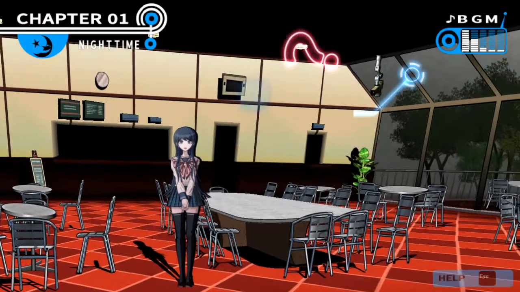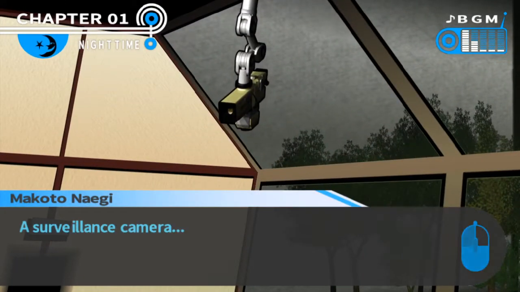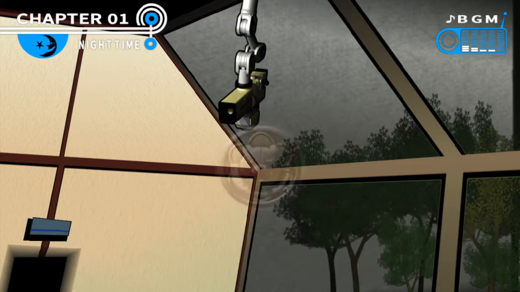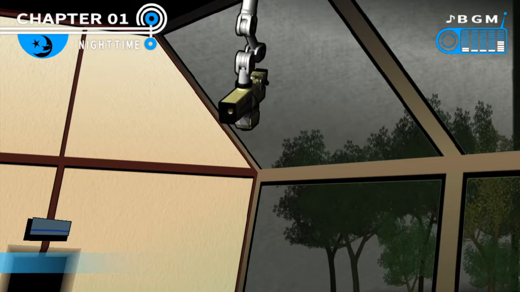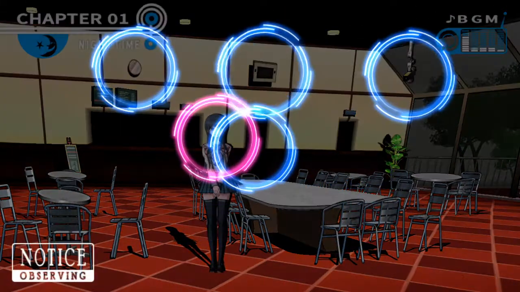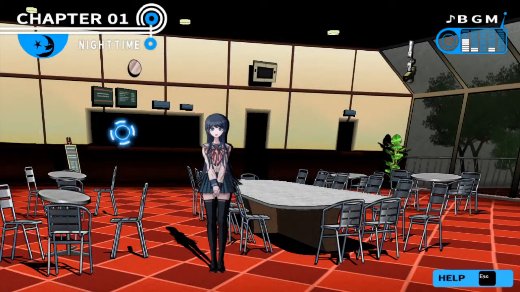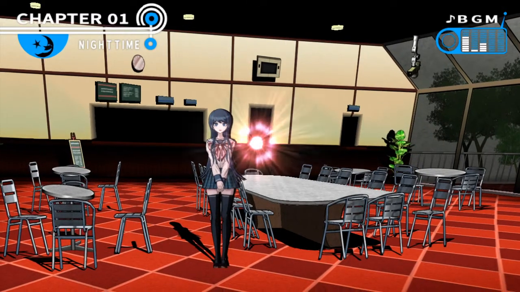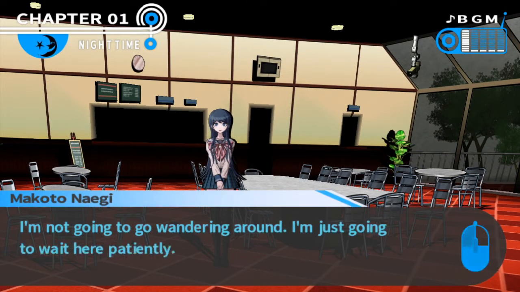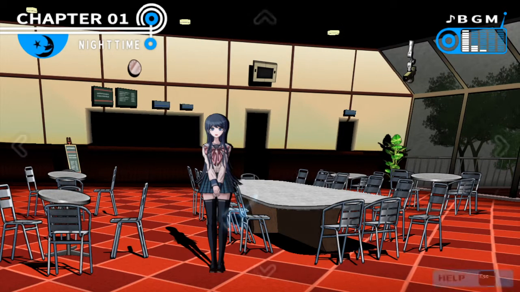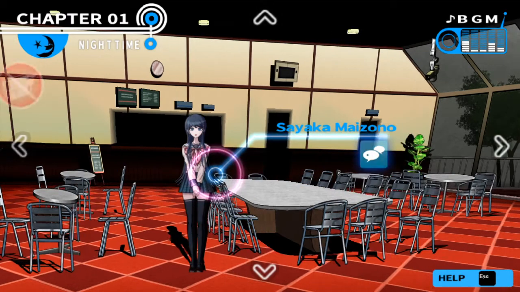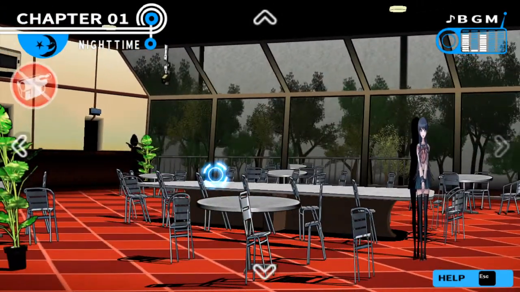Hello. A surveillance camera. I hate the idea. Yeah. We already had that one. But hey, coin. Let's see. And then there was just the back door this way. I'm not going to go wandering around. I'm just going to wait here patiently, because I'm a good boy. Makoto, you're no fun. Also trees.